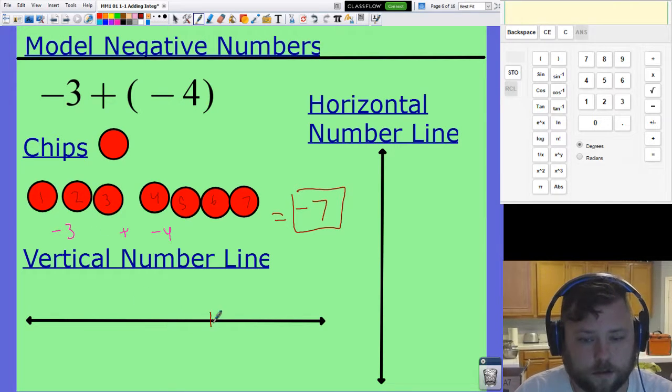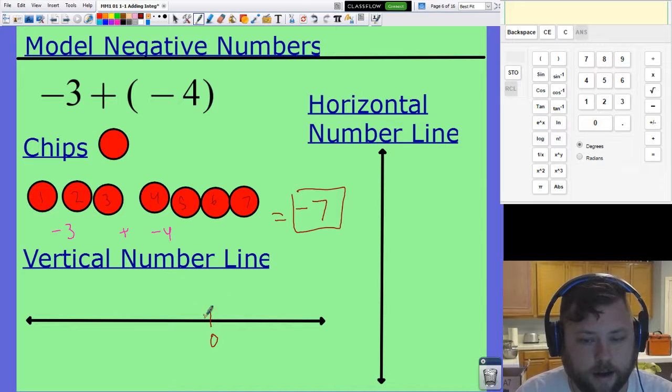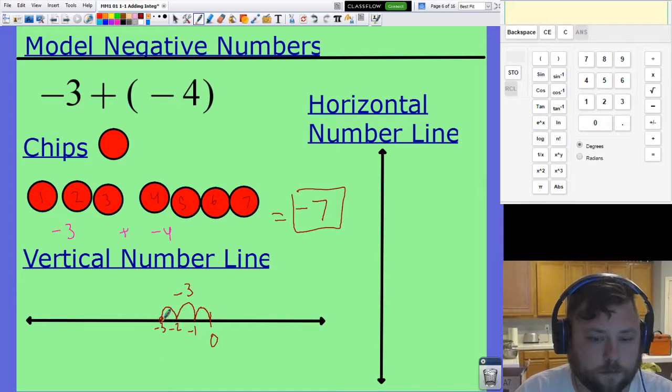I can also do this on a number line. So if I put 0 here, when you have this minus 3 or negative 3, instead of going to the right and adding 3, you're going to go to the left 3 times. 1, 2, 3. So negative 1, negative 2, negative 3. That's where you're going to end up with negative 3.